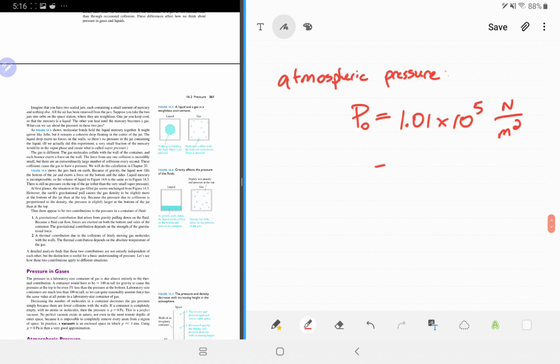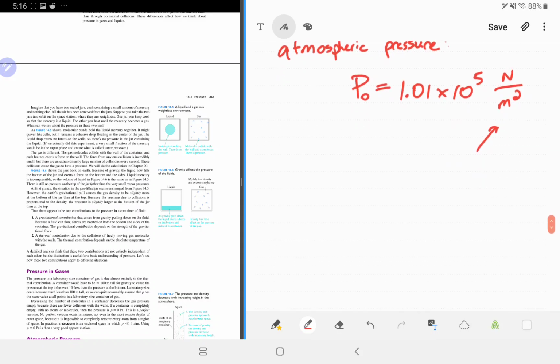So one thing I just want to point out is that there's another word for this unit. Newtons per square meter is given the word Pascal. So 1 Pascal is equal to 1 Newton per square meter. So you also see this written as 1.01 times 10 to the 5 pascals.